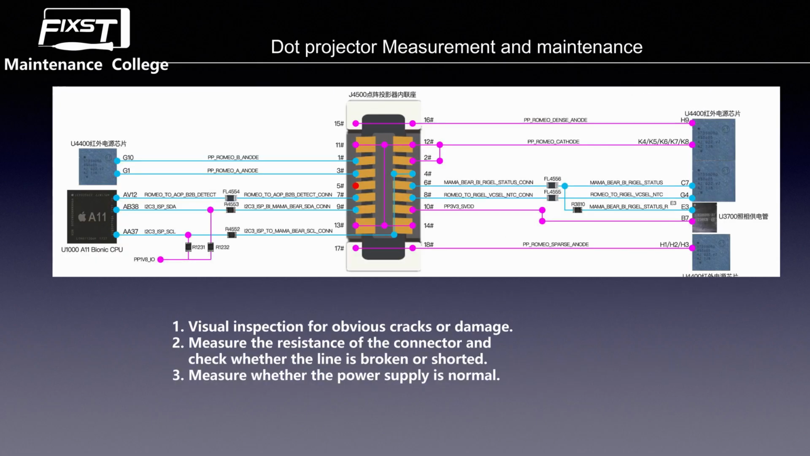Now we see the dot projector, how to test and repair. First, we need to use our eyes to see whether this IC is cracked or damaged. Then we need to measure the resistance of the connector, checking whether the line is broken or short. Number 3, we need to test whether the power supply is normal. Because the dot projector is also an encryption component, it cannot be changed on its own. If the dot projector IC is broken or damaged, it cannot be fixed because the IC is encrypted.